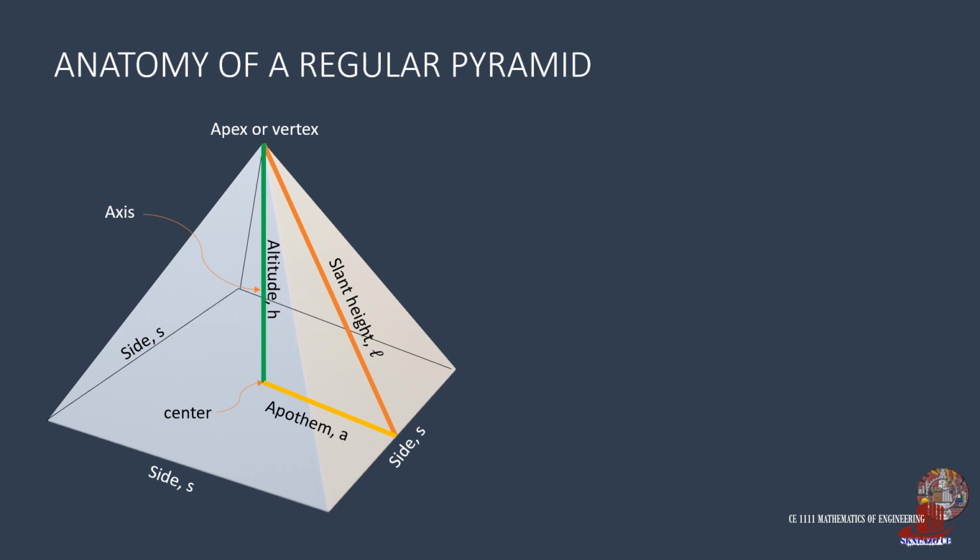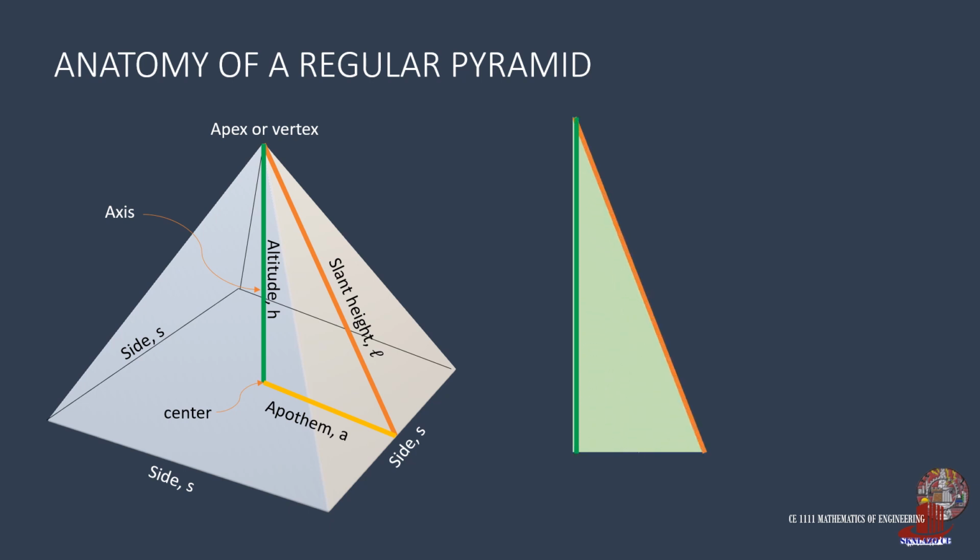Let me reiterate once more. The apothem comes from the center and bisects the side of the base. Check further that the 3 lines we created actually form a right triangle, where the axis and apothem are the legs and the slant height is the hypotenuse.